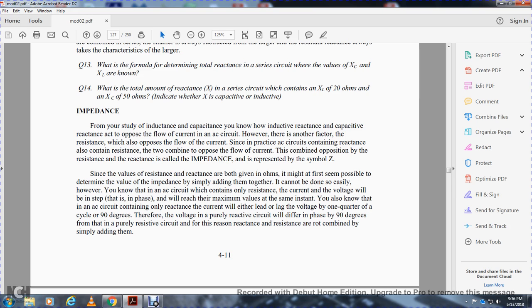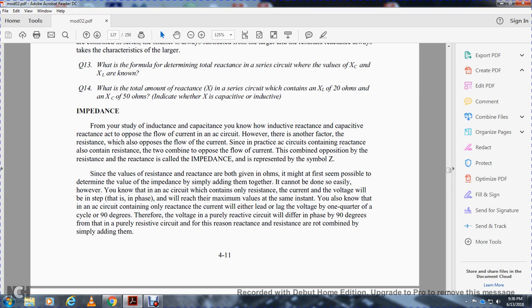It might at first seem possible to determine the value of the impedance simply by adding them together. However, it cannot be done so easily. If an AC circuit contains only resistance, the current and the voltage will be in step, in phase, and will reach the maximum value in the same instant. If an AC circuit contains only reactance, the current will either lead or lag the voltage by 1/4 of a cycle, or 90 degrees. Therefore, the voltage in a purely reactive circuit will differ in phase by 90 degrees from that in a purely resistive circuit.